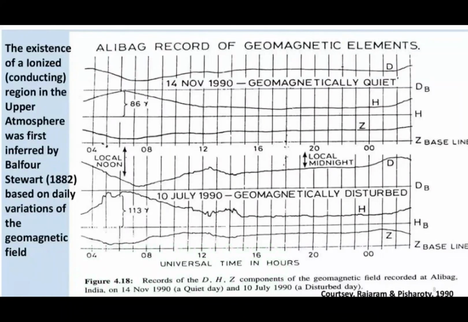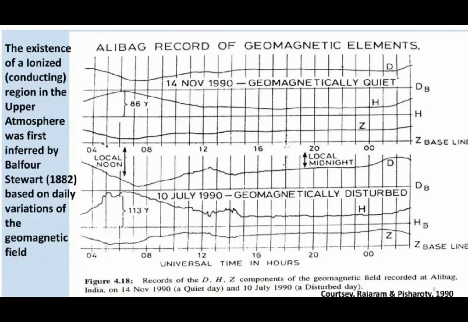An example similar to what he saw in the magnetic field variations is shown here. The graph shows the recording of the geomagnetic elements. The geomagnetic field is a vector quantity. It can be resolved into a horizontal component H, a vertical component Z, and a declination angle D. At low latitudes, the important component is the horizontal component H. This is recorded at the Alibag Indian Magnetic Observatory, a low latitude station near Bombay.